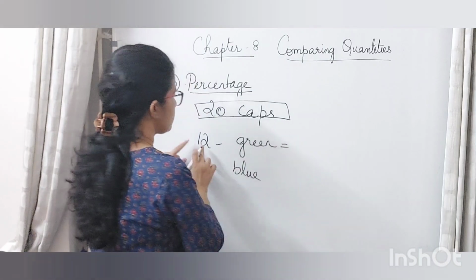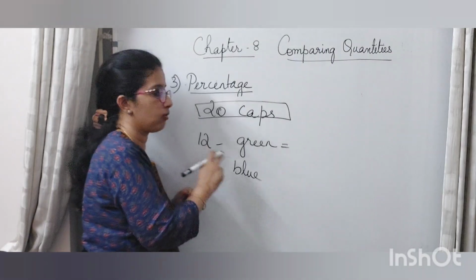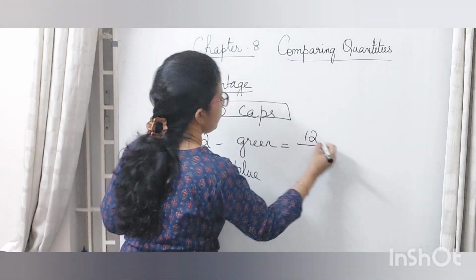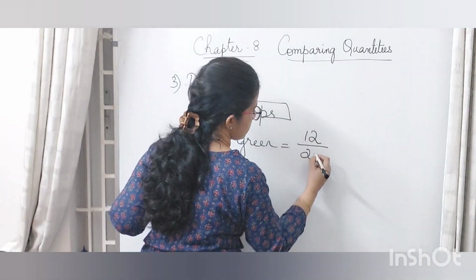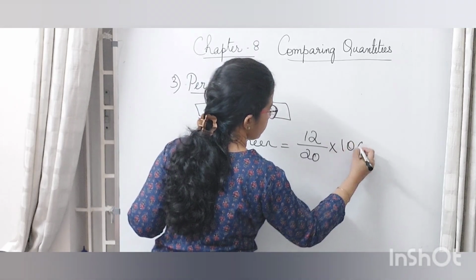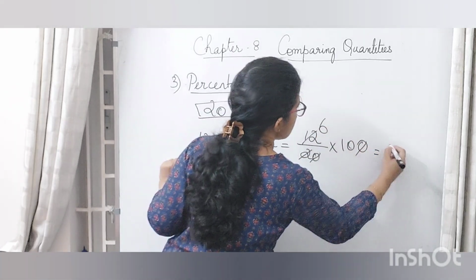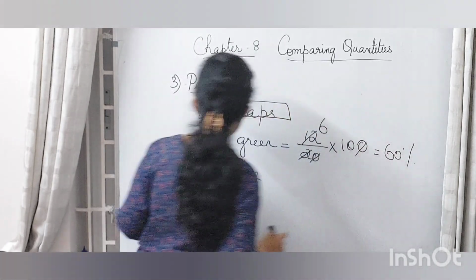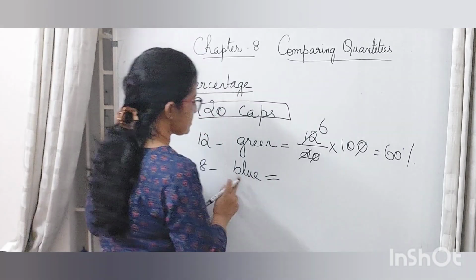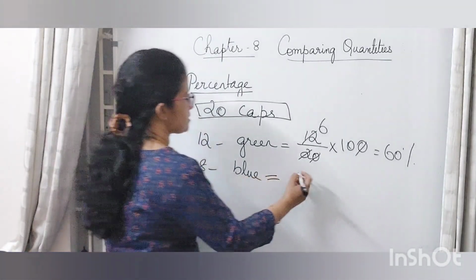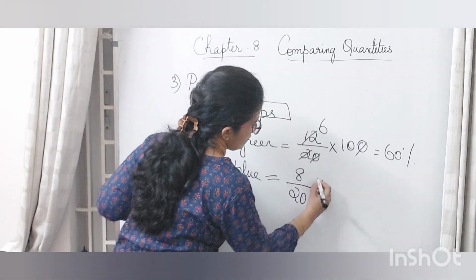See, this is the way. To find the percentage of green caps, we have to first see the number of green caps, which is 12. So write 12 divided by, how much is the total number of caps? 20, correct? So 12 by 20 into 100. So 6, so 60%. Okay, 60% of the caps are green. Similarly, how do you find the percentage of blue caps? Number of blue caps is 8 by total number of caps is 20 into 100.